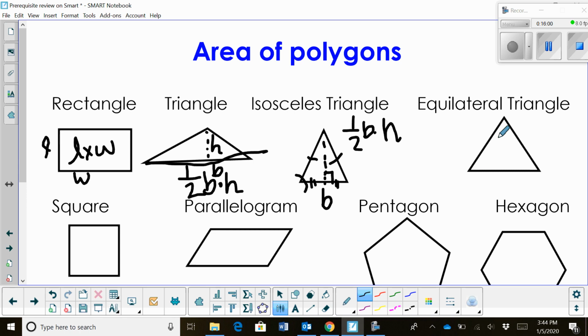Equilateral triangle. There's actually a shortcut for this one. So we know on an equilateral, all 3 sides are equal. So I'm just going to call each side S. Okay, so there's a quick way, and it's just S squared times the square root of 3 all over 4. And that's a little shortcut for the area of an equilateral triangle.